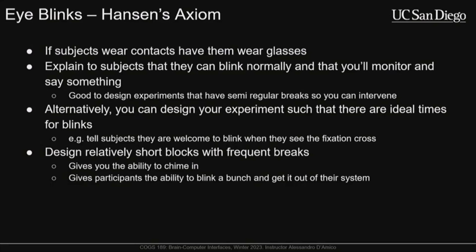It's really important in general to design relatively short blocks that have frequent breaks. So this means that, okay, I want to get 300 trials of this data set, but you don't want to just have the participants sitting there and seeing 300 trials one after another for like 15 minutes. That would be horrible. What you want to do is chunk these things up into what we call blocks of a certain number of trials. So we take that 300 and we divide it into 10 blocks of 30 trials.